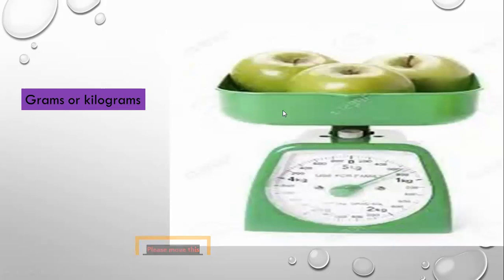Okay, so see here, how much is the weight of 3 apples? See carefully the picture. It is between 6 and 8. So you can say it is 700 grams. How much is the weight of 3 apples? 700 grams. Okay.